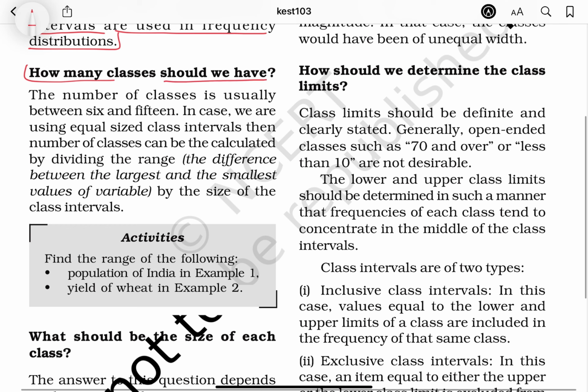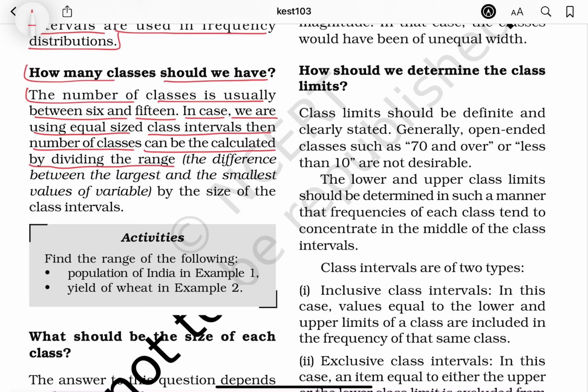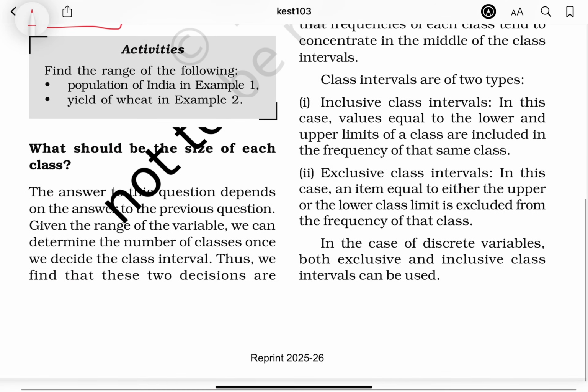How many classes should we have? The number of classes is usually between 6 and 15. In case we are using equal sized class intervals, then the number of classes can be calculated by dividing the range, the difference between the largest and the smallest values of the variable, by the size of the class intervals. What should be the size of each class?